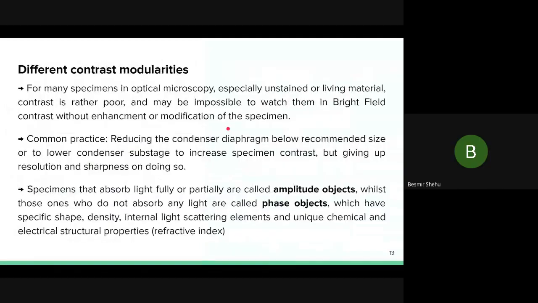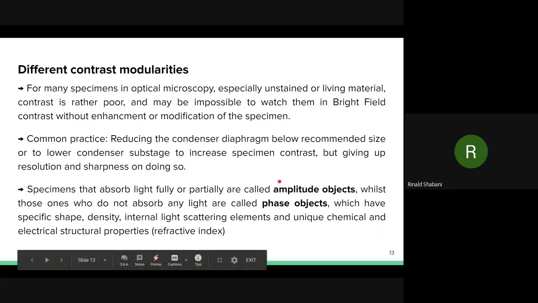Okay, Shinali? To different contrast capabilities. Bright field is only one of the ways in which we can ensure contrast in an image, but it's very limited. So there are other ways in which we can increase contrast. For many specimens in optical microscopy, especially unstained or living material, contrast is rather poor, and it may be impossible to watch them in bright field without enhancement or modification of the specimen. So it is common practice to reduce the condenser diaphragm aperture below the recommended size, or to lower the condenser substage, to increase specimen contrast. But this gives up resolution and sharpness, so it is not desirable.